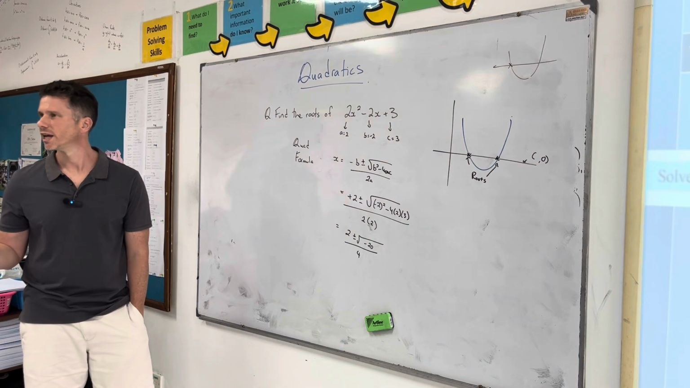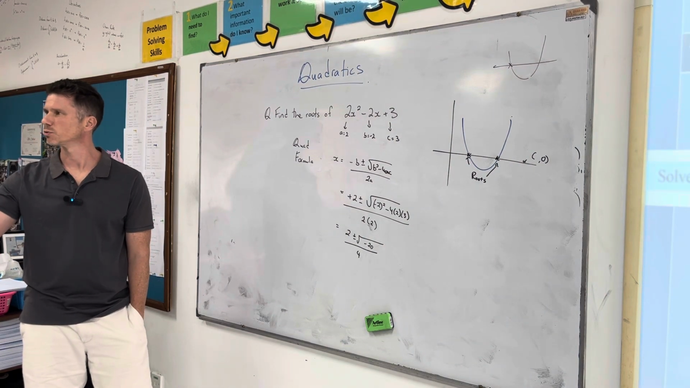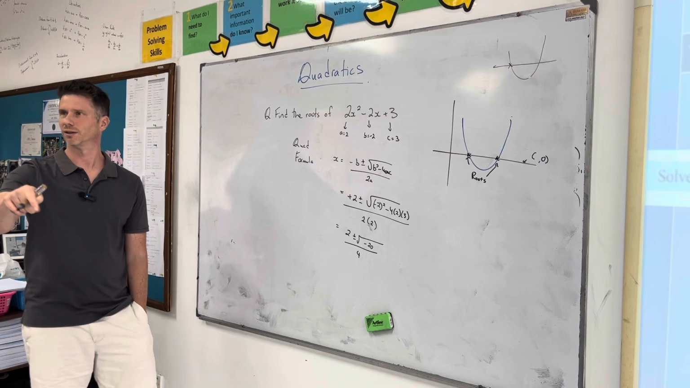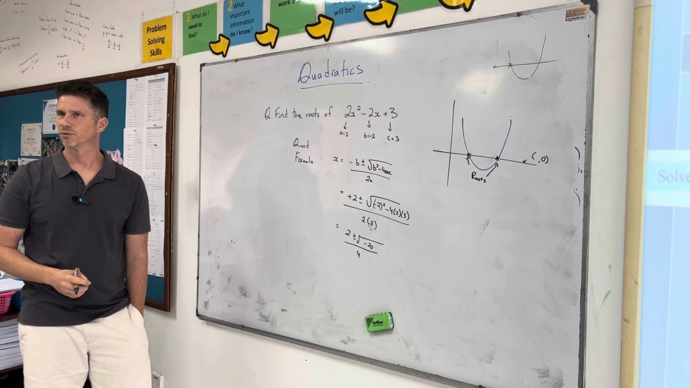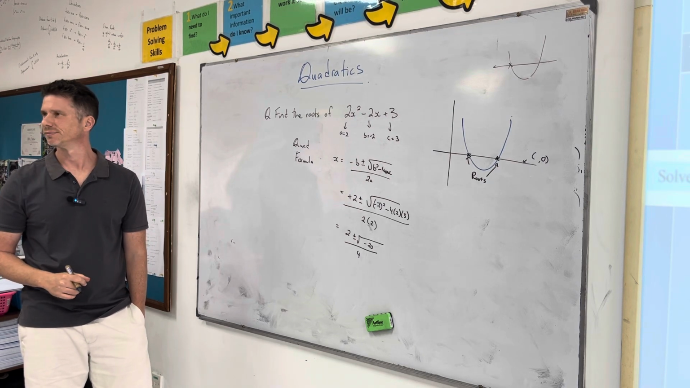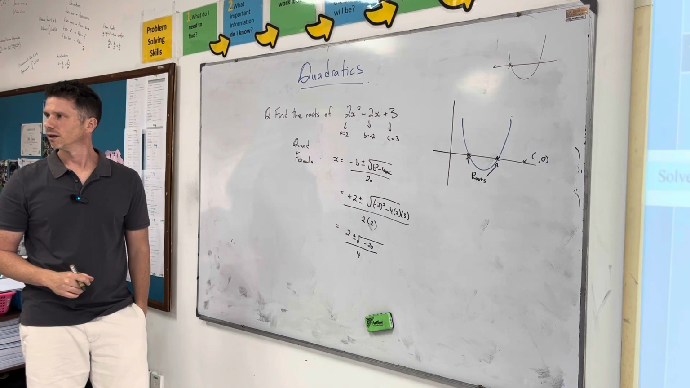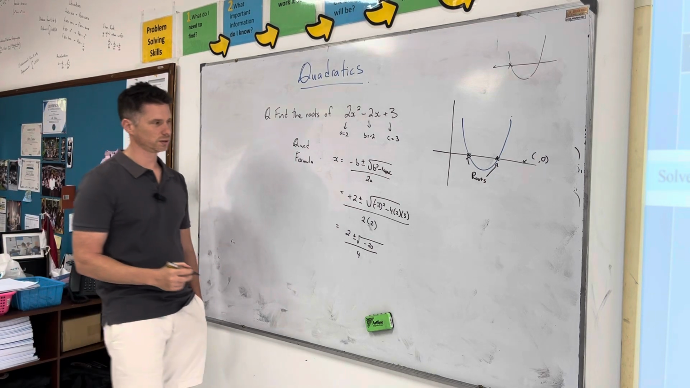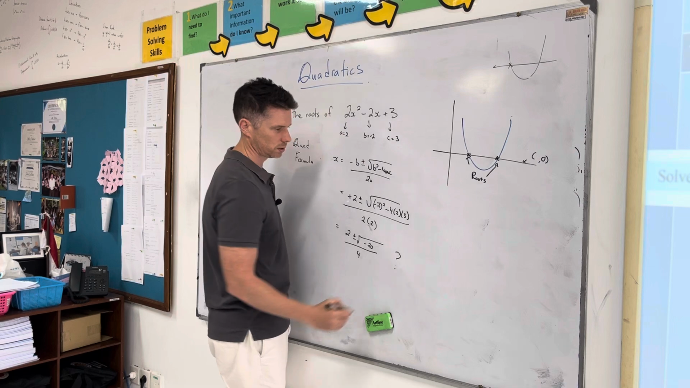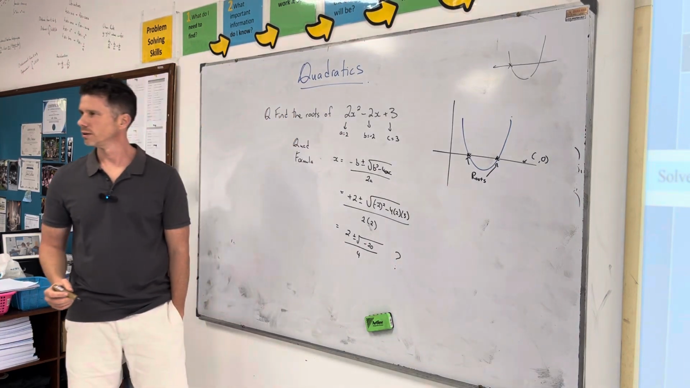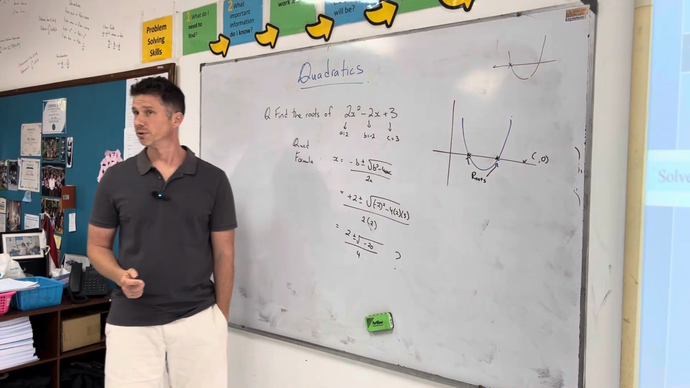What's the square root of a negative number? Just type it in your calculator there. Square root of -20. What was it? Error. It's a non-real answer. Yeah. Okay, so there are no zeros.